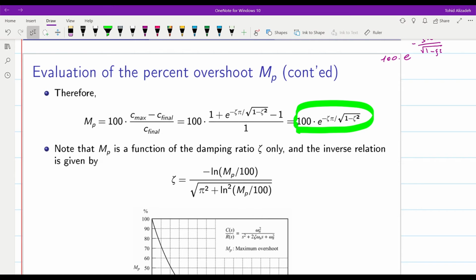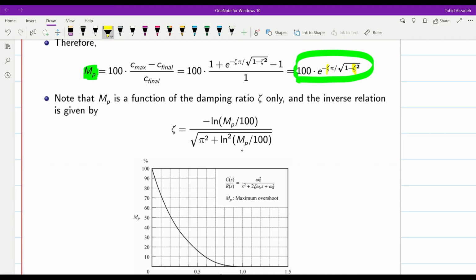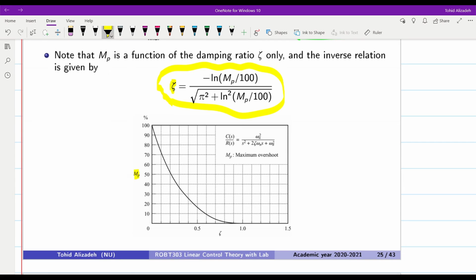Something important to notice here is that MP depends only on the value of zeta. You don't see omega n here, yeah? So MP is only related to the value of zeta. We have here the expression of MP in terms of zeta. We can have zeta expressed in terms of MP as well, and that's what you see here: minus ln of MP over 100 over the denominator. And we can also draw the MP versus zeta.